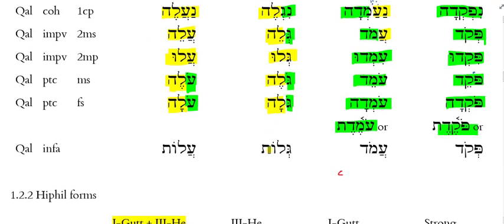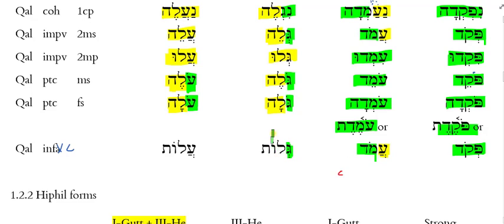And then our cal infinitive absolute, we have, I'm sorry, this should be infinitive construct here. The infinitive construct is pakod and amod for our first two forms. Pakod is the normal. Amod is almost normal. The holam part is normal. I've got a vocal shava under a guttural, though it has to go compound. Galot, galot. This is normal on the front. Got a vocal shava under root 1.